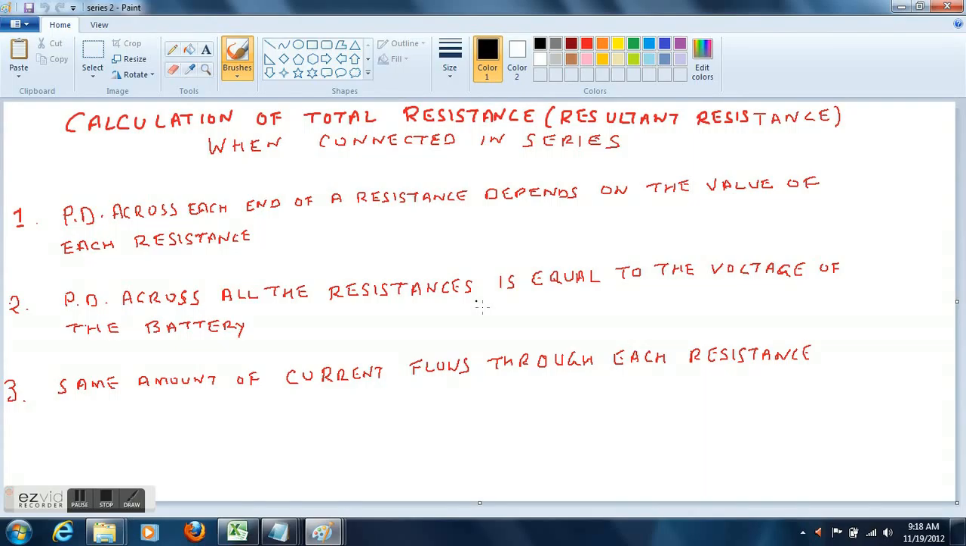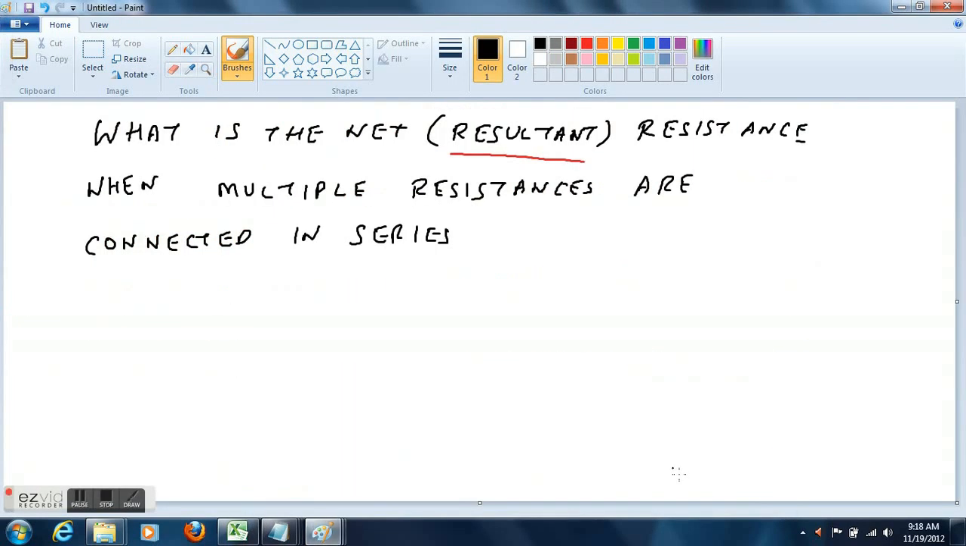There are a few facts that you need to know, based on which we will be discussing the properties of this electric circuit. Number one, the potential difference across each end of a resistance depends on the value of each resistance. So, let us examine what this statement really means.